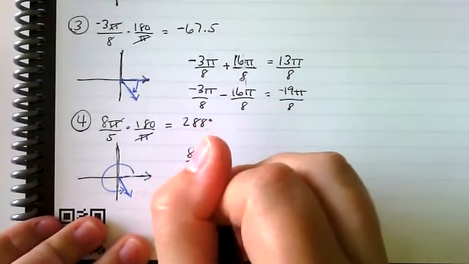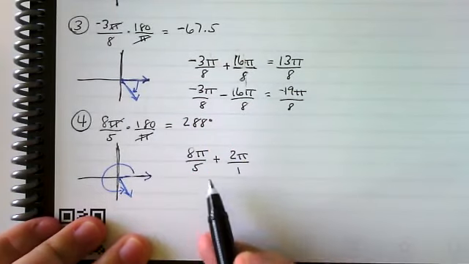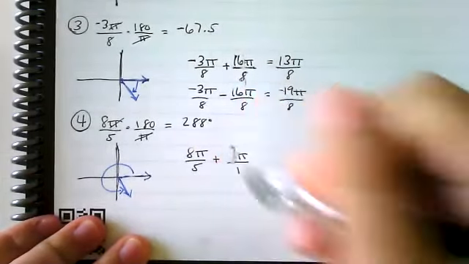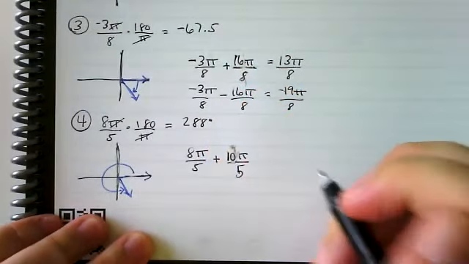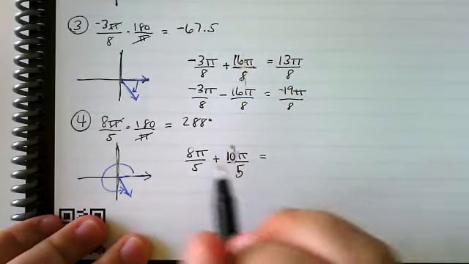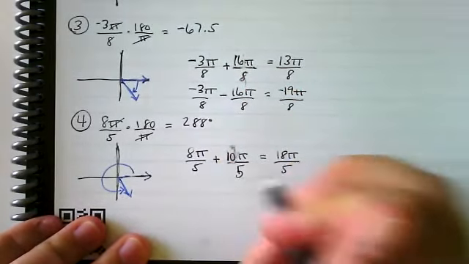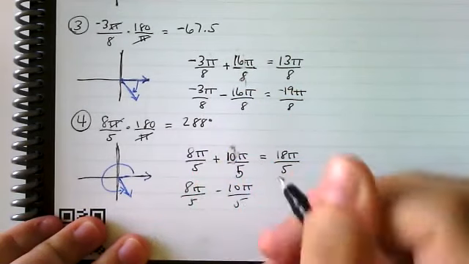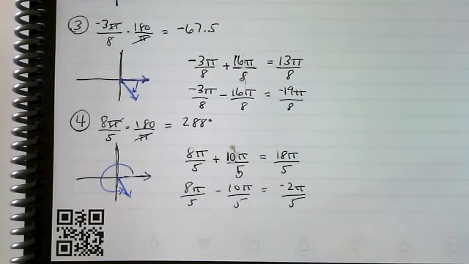So I've got 8 pi over 5, and I need to add 2 pi, but I need my common denominator to be 5. So I'm going to multiply both of these by 5. So I'm going to get 10 pi over 5. And then I'm adding 8 to 10. Remember, for fractions, add straight across. So I've got 18 pi over 5. There's one answer. And then I'm going to do the same thing where I'm going to subtract 10 pi over 5. So 8 minus 10 gives me negative 2 pi over 5. And again, if you just want to convert and then convert back, you can absolutely do that too. It's up to you. Doesn't matter which way you do it.